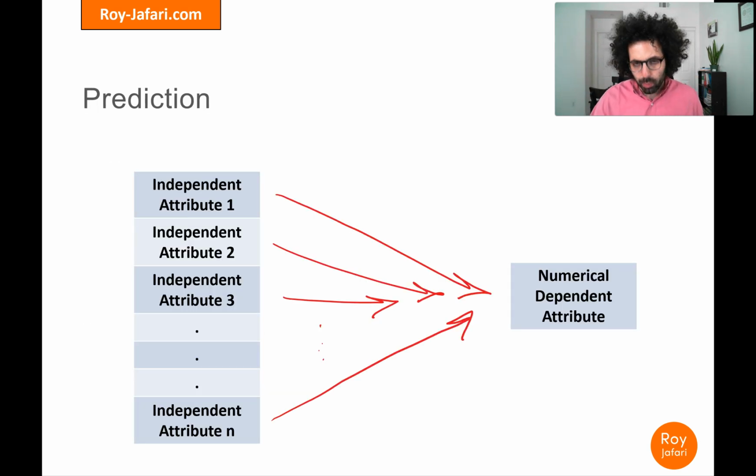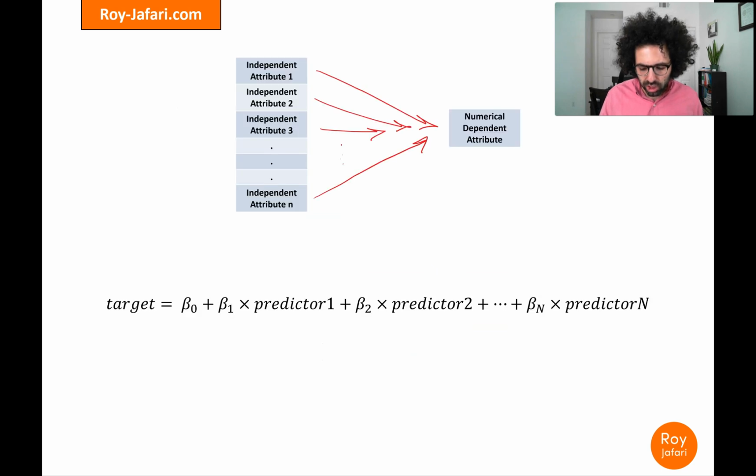Alright, so we did talk about prediction and what prediction is. In very simple terms, prediction is an algorithmic effort to find the relationship between the independent attributes and a dependent attribute or target. Our dependent attribute for prediction is a numerical one. So that's prediction. And we did see that regression goes about capturing and finding these relationships using a regression equation.